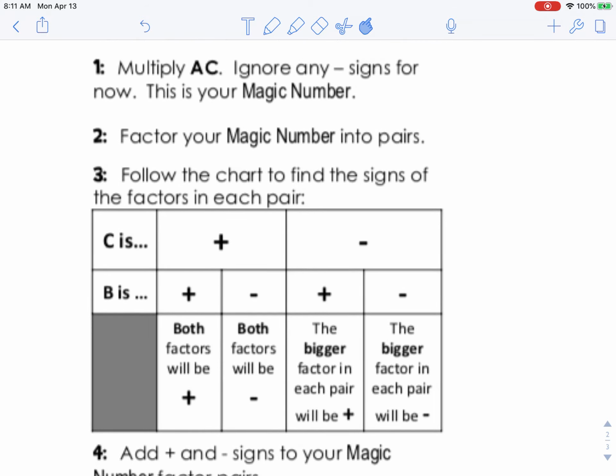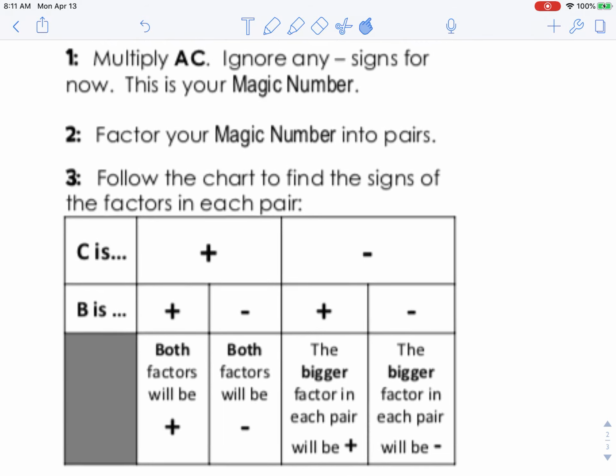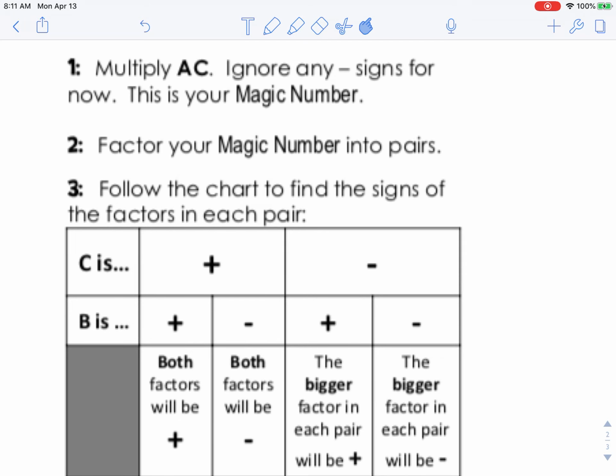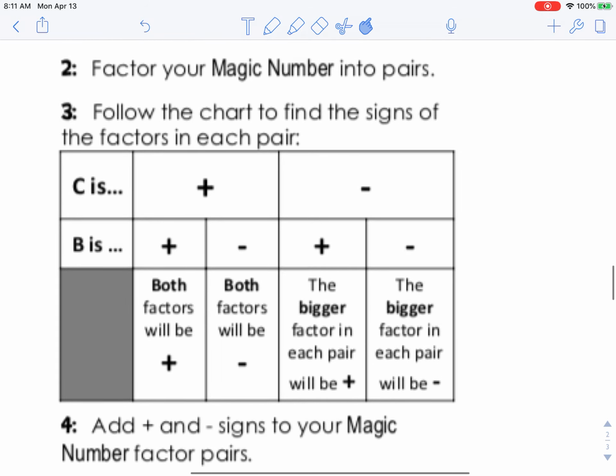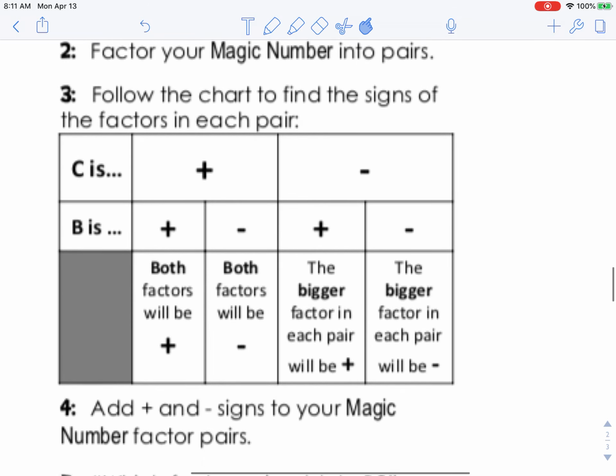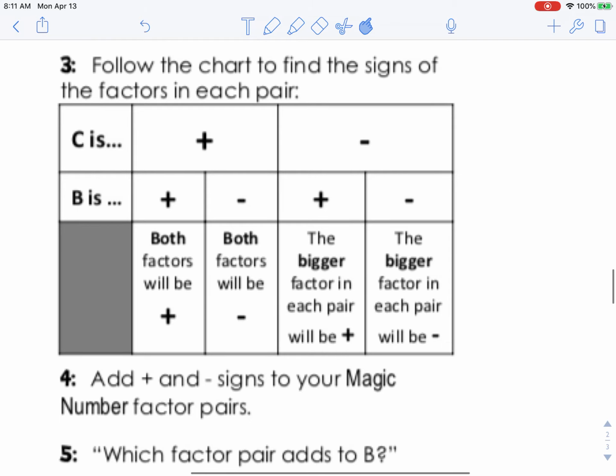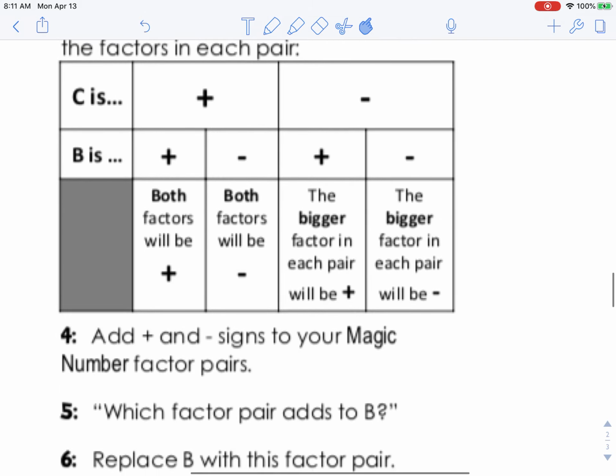Certainly it's not the way you have to do your factoring. If you learned another way that you like better, do the trial and error or the box method, certainly you can do that. In the AC method, the first thing you want to do is multiply your first term and your last term's coefficient, the A and the C. And this is what they call a magic number. We're going to take that number and factor it into pairs. Once we do that, then we're going to follow the chart.